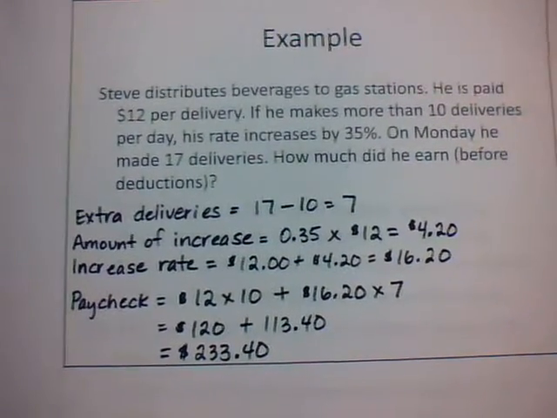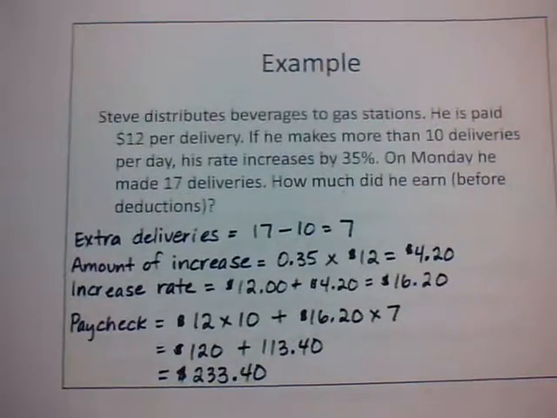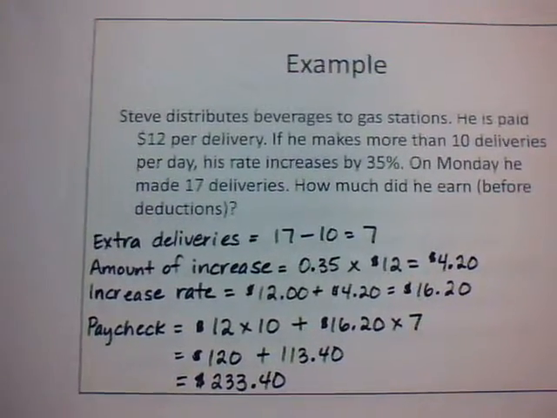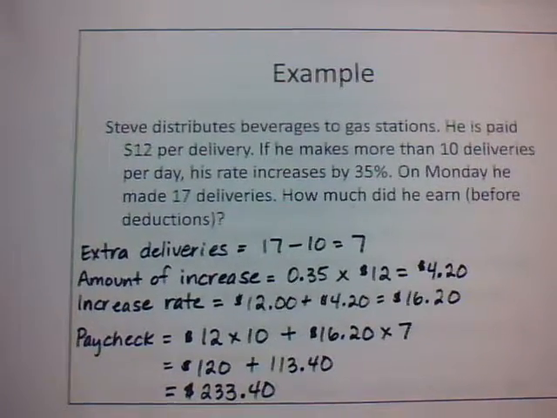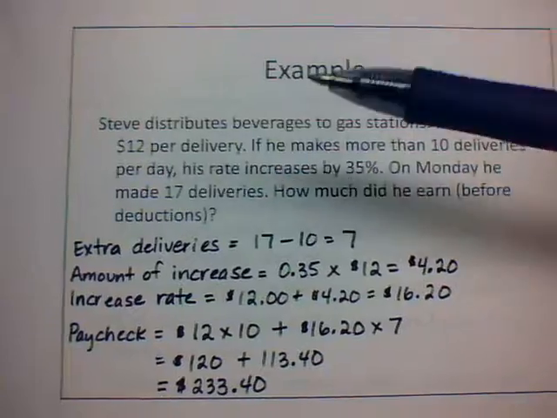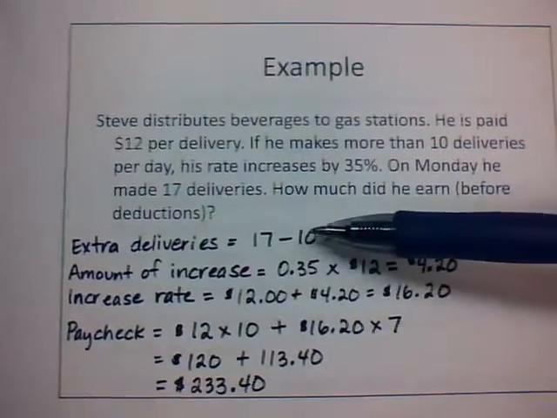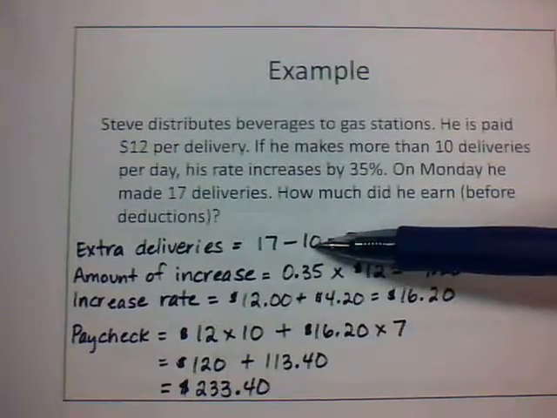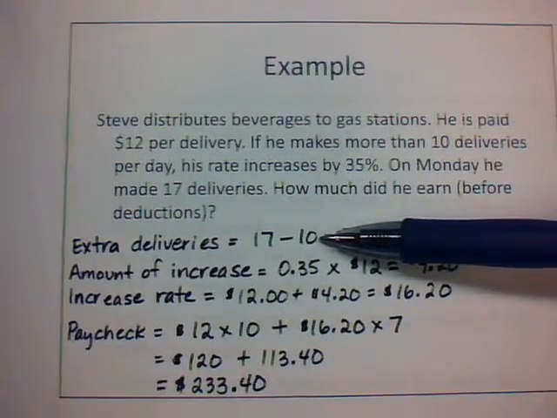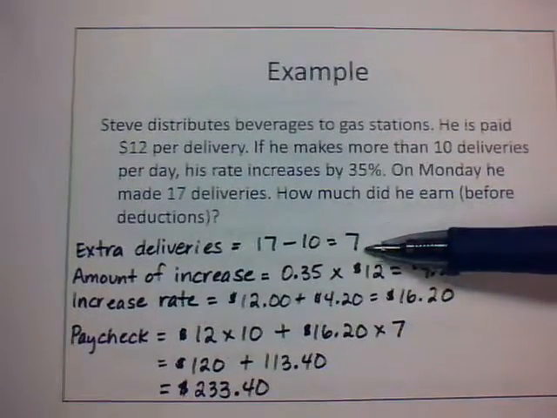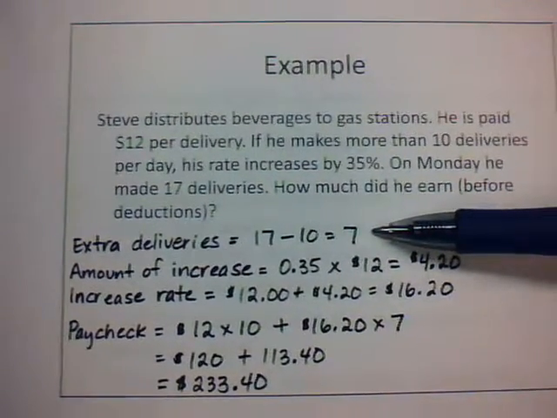Okay, so here, he made 17 deliveries. So he's over the 10 deliveries that he made per day, so he's going to get an increase of 35%. Okay, so the extra deliveries, he made 17 deliveries. We're going to subtract that from minus the 10 deliveries, which is going to be that limit, and that's going to be equal 7. So he made 7 extra deliveries.